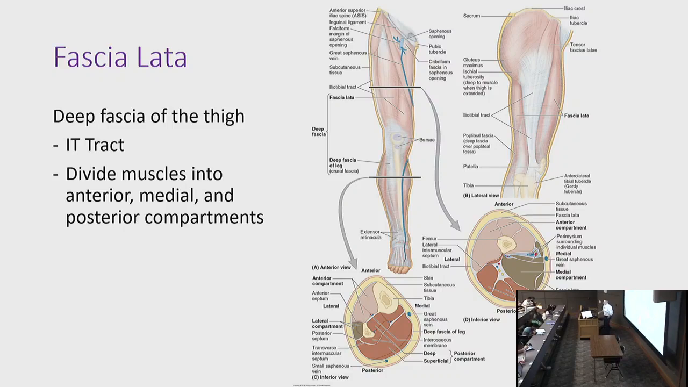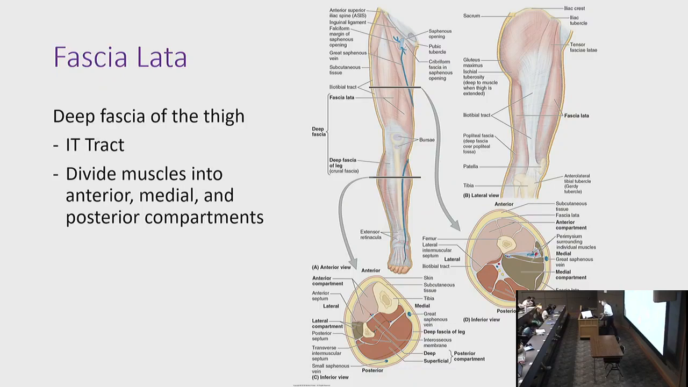In the thigh, you have an anterior, medial, and posterior compartment. Each one of those compartments has a different vascular supply and different nerves associated. So that's one of the reasons why you have all of these nerves off the lumbosacral plexus innervating specific regions, because there are different compartments within the thigh itself.